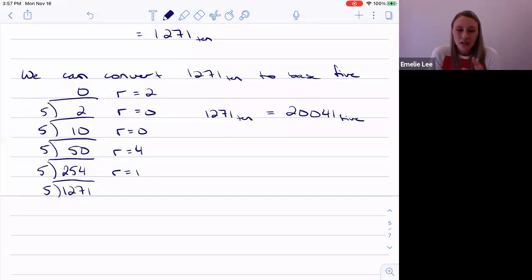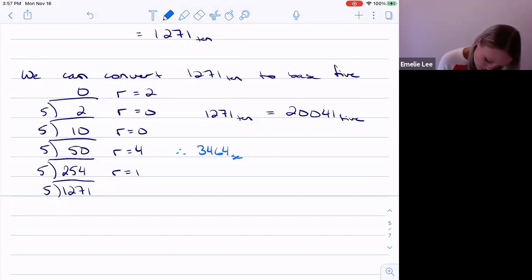So now I can write it out just kind of as a long thing. So therefore, 3464 base 7, and I'm going to include my base 10 gateway. You don't have to, right? But I like to show off everything that I've done and worked on so far, right? So 1271 base 10 is 20041 base 5.